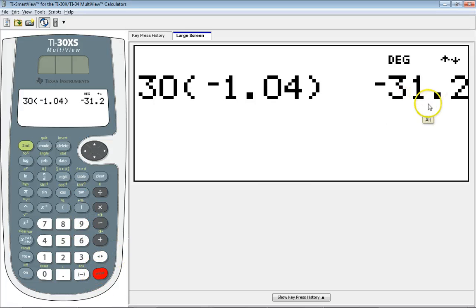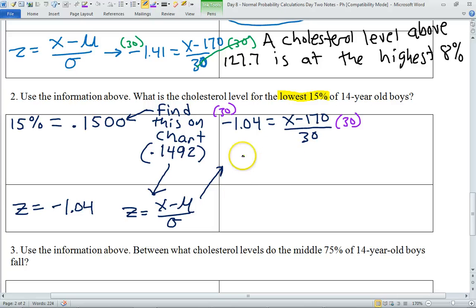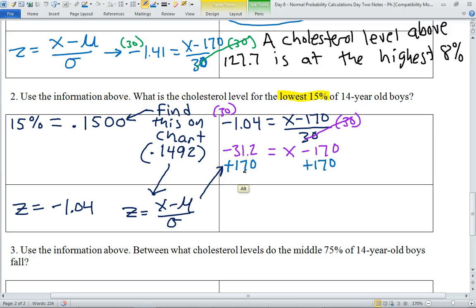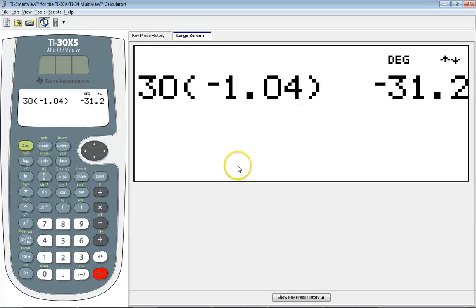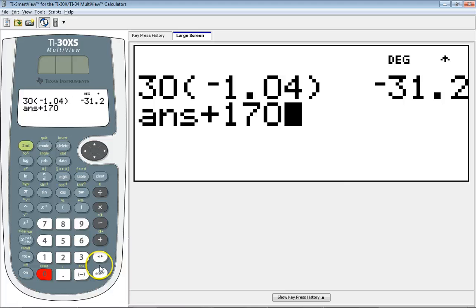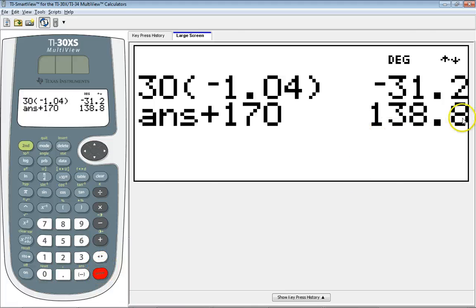That's negative 31.2. So negative 31.2, those are going to cancel out, so that equals x minus 170. Add that 170 to both sides. Okay, so come back over here, just do plus 170. 138.8.